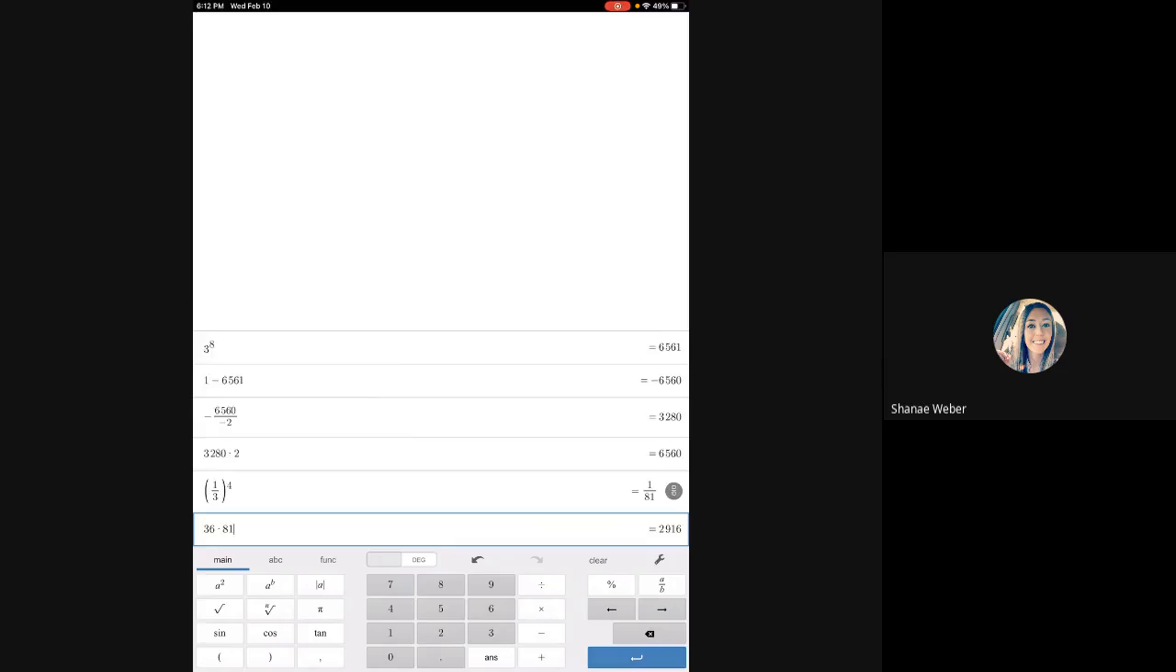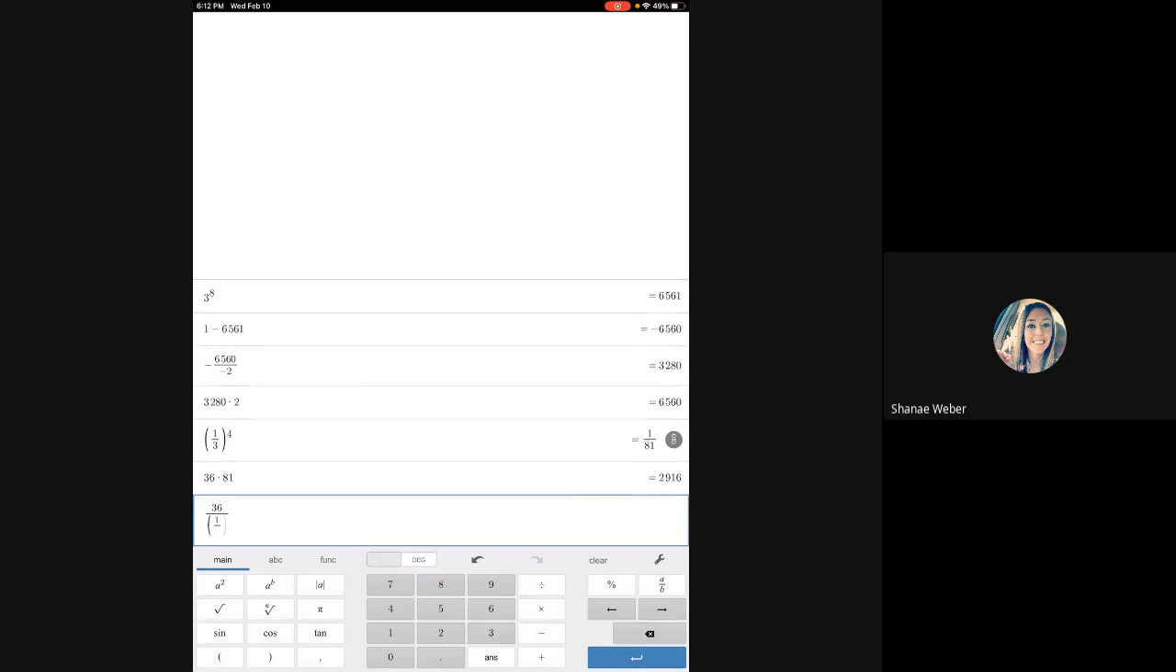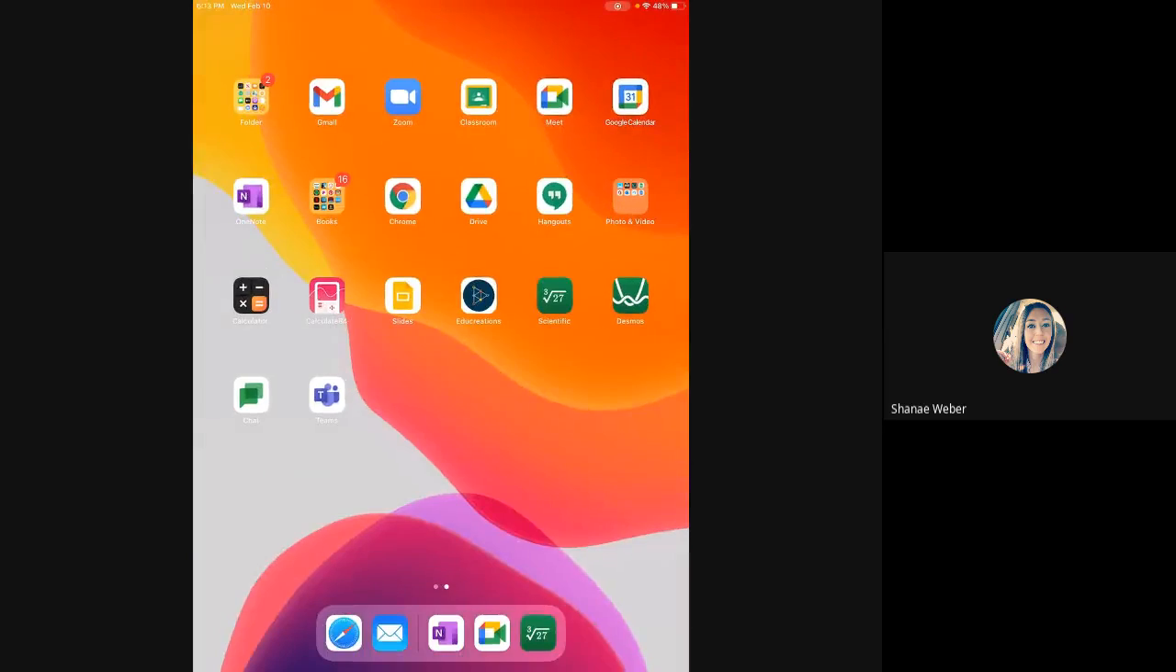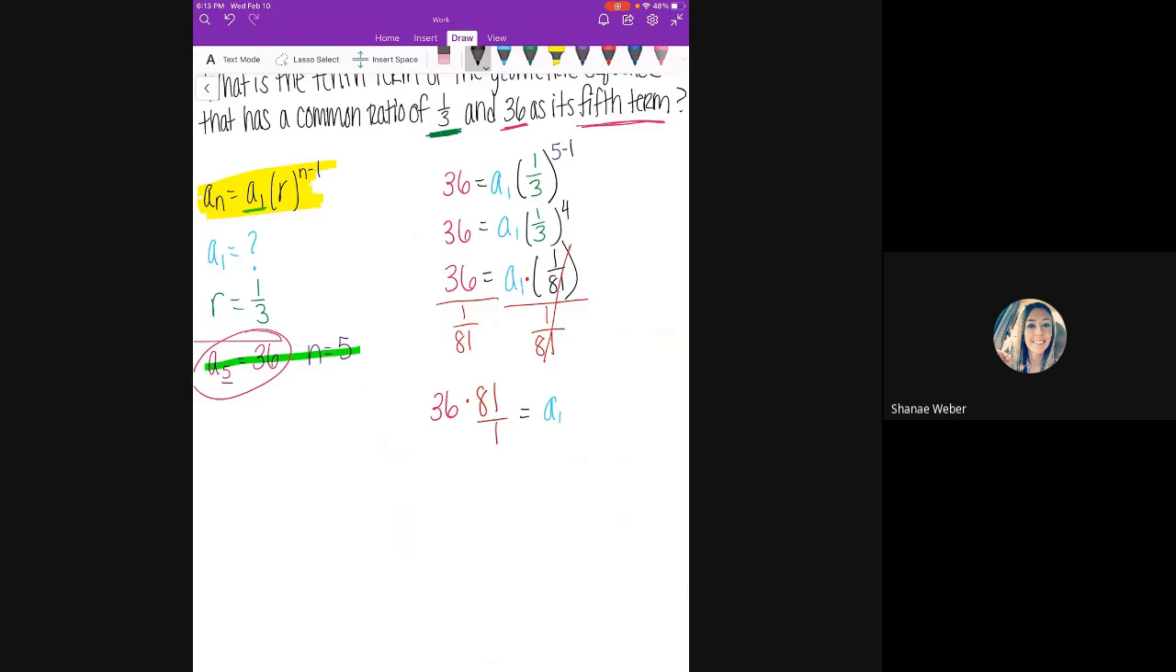2,916. You can also just write it as 36 divided by 1/81. And look at that, we get the same answer, 2,916. So A1 equals 2,916. And you'd think we'd be done, but we're not quite done, but we did do the hardest part. We found A1. This is very, very important to know.